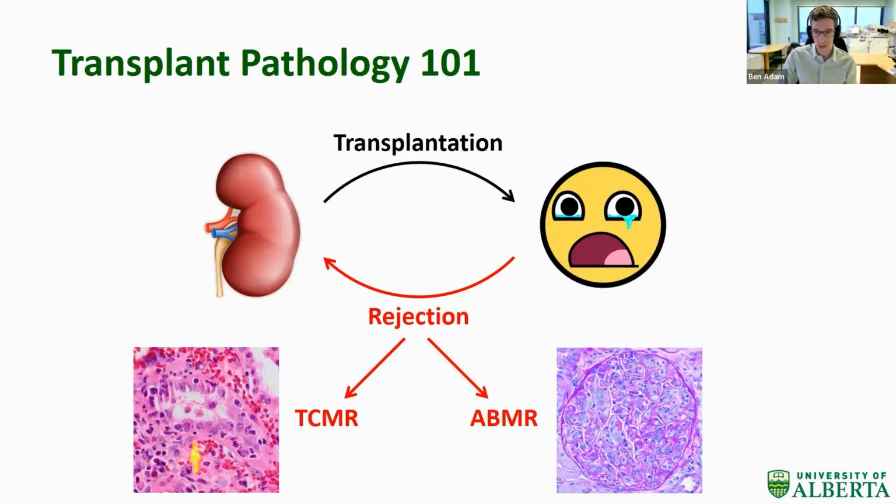T-cell mediated rejection is represented by tubulointerstitial inflammation, as shown in this photomicrograph, and antibody-mediated rejection, as shown in this photomicrograph, as glomerular inflammation.